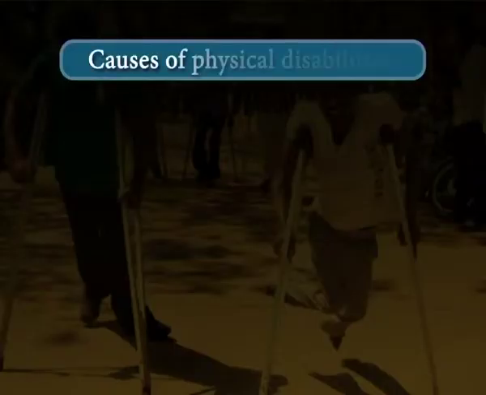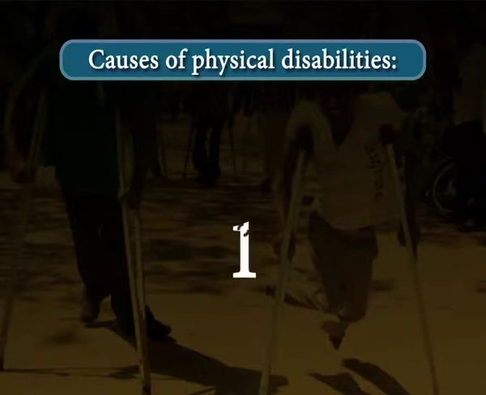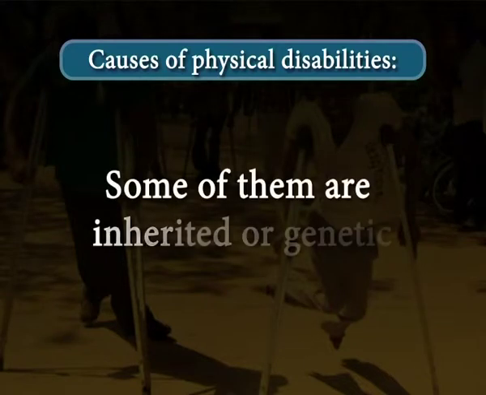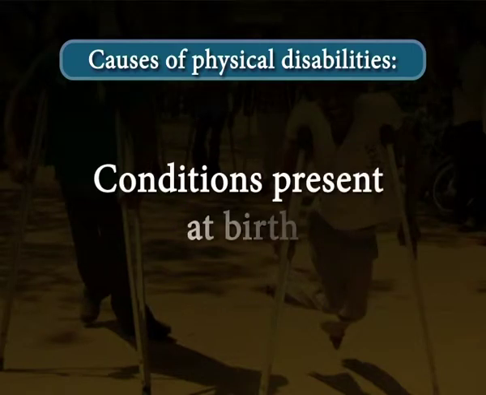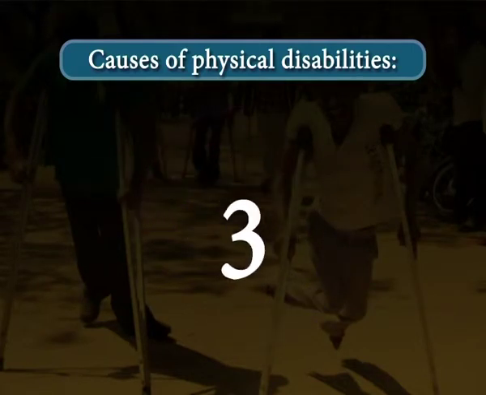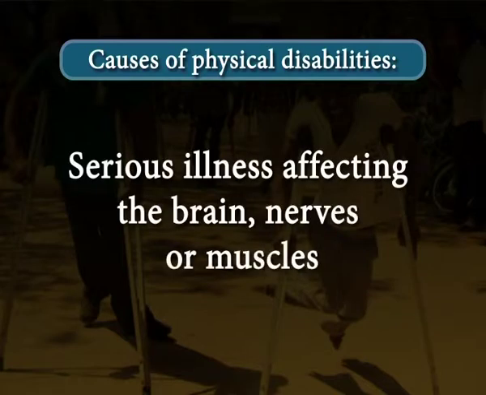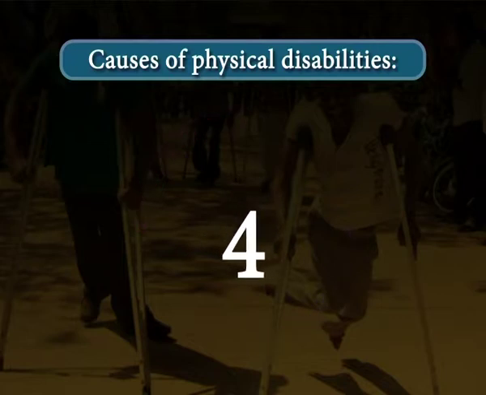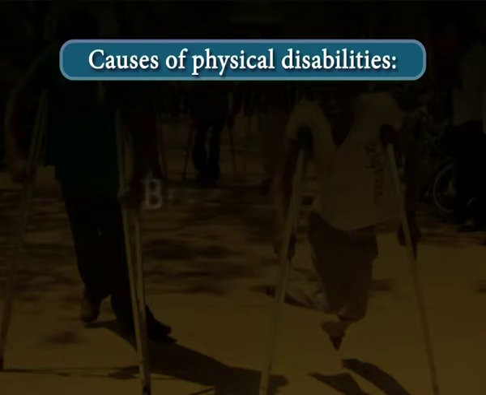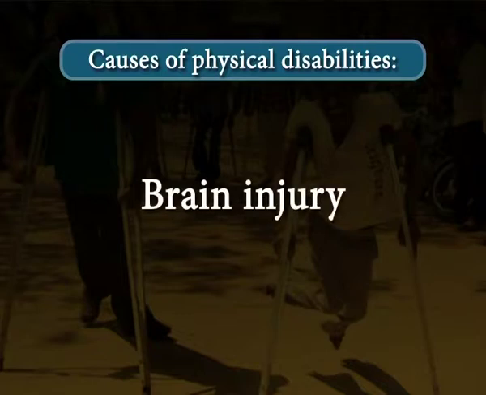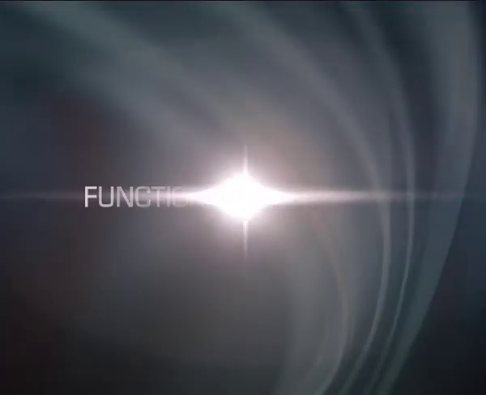Some other causes of physical disabilities are: 1. Some of them are inherited or genetic. 2. Conditions present at birth. 3. Serious illness affecting the brain, nerves, or muscles. 4. Spinal cord injury. 5. Brain injury. Functional limitations.